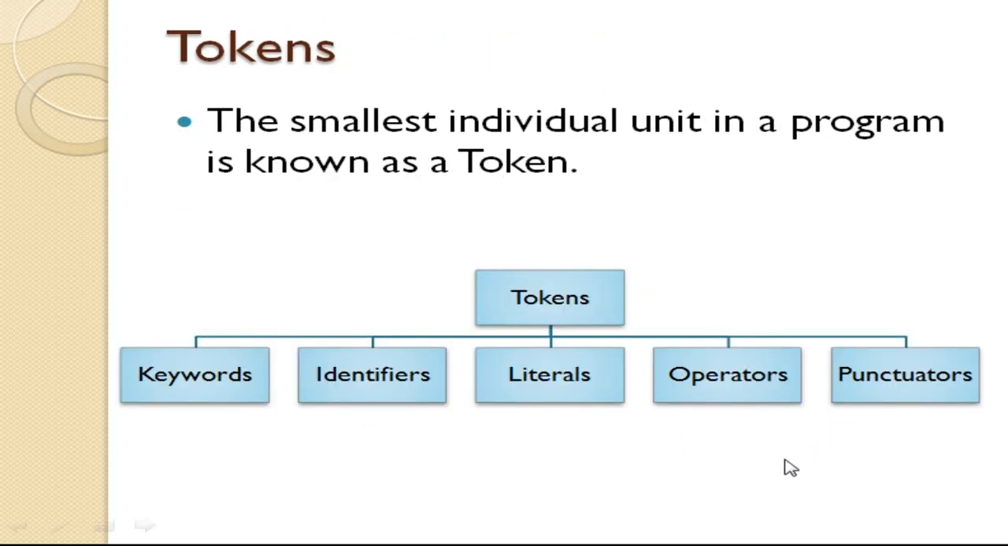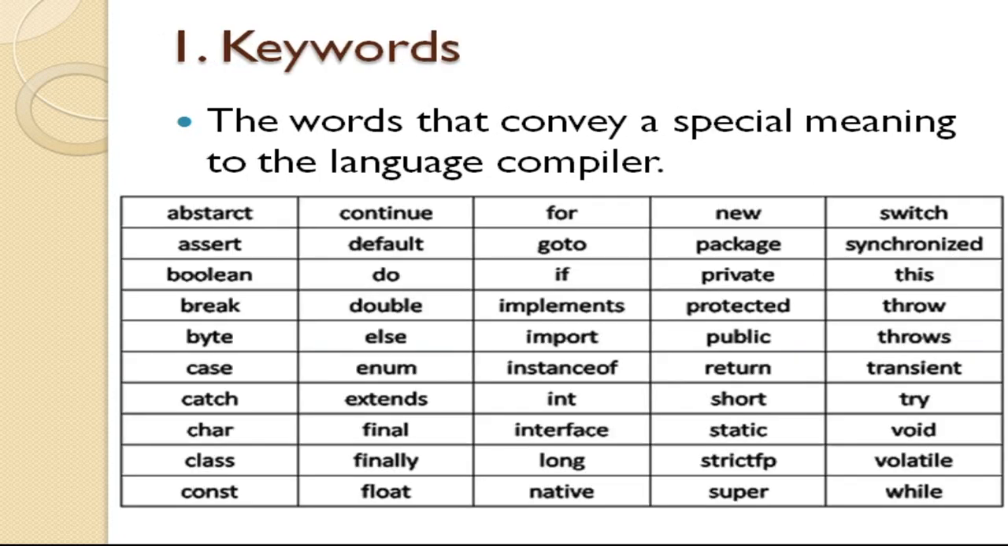Now we will see what a token is. The smallest individual unit in a program is known as a token. We have some types of tokens available. We can say keywords, identifiers, literals, operators and punctuators are some of the types of tokens. So first we are going to see about keywords.